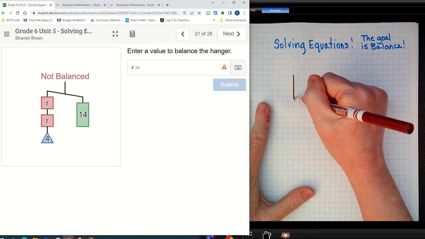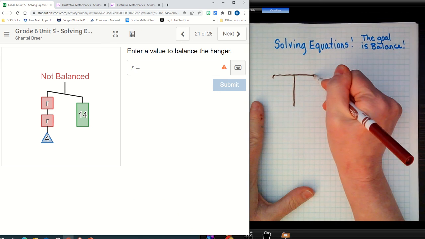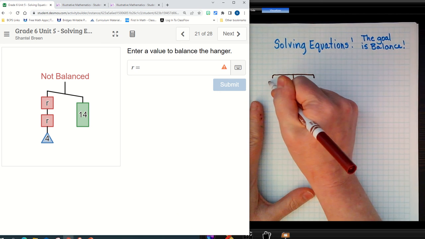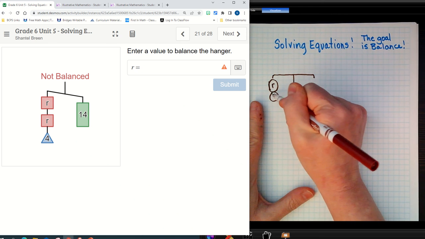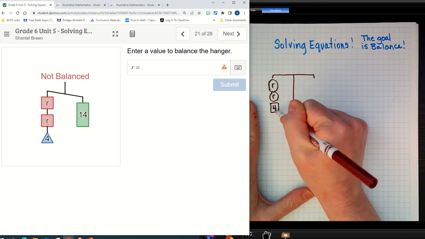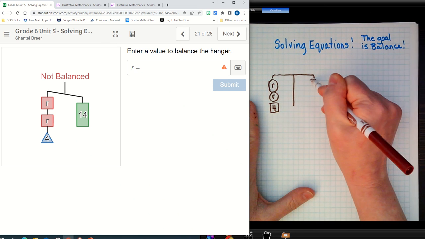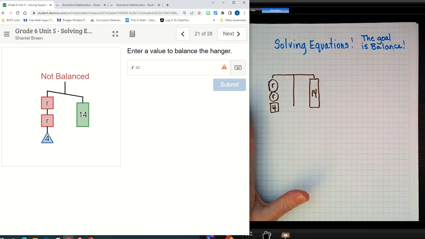I'm going to replicate my scale. So I know that we have an R. I'm just going to draw a circle and an R, and I have a 4. And on this side, I have 14. Okay, remember what I said in the last video? The first thing you want to do is write an equation. So let's look at what we have, okay?